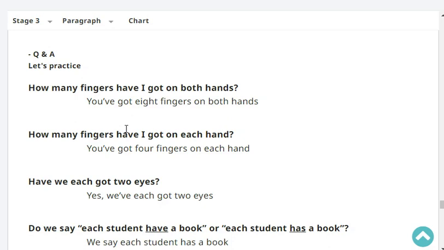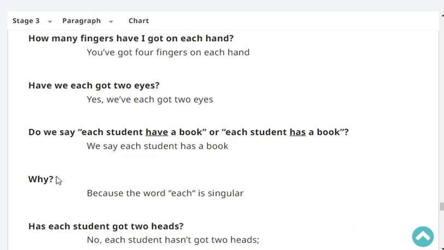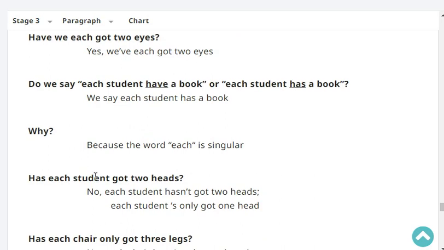Yes, we've each got two eyes. Very good. Do we say each student have a book or each student has a book? We say each student has a book. Why? Because the word each is singular.